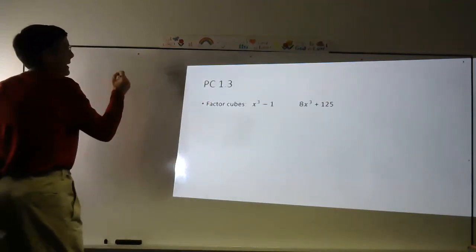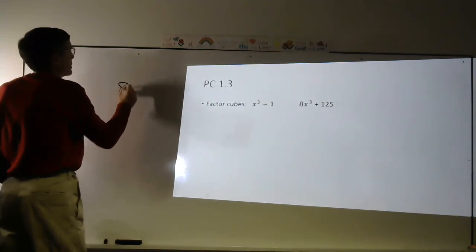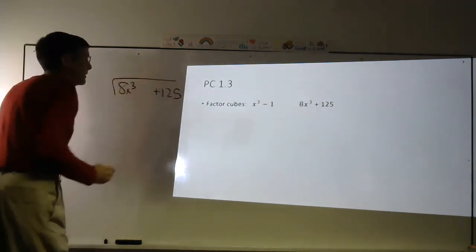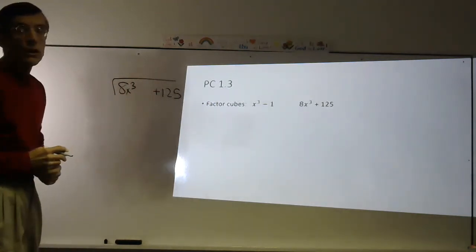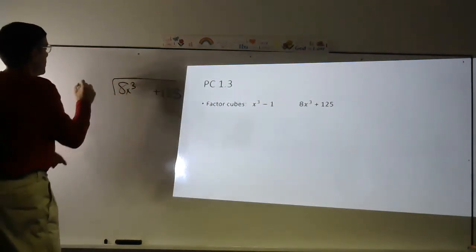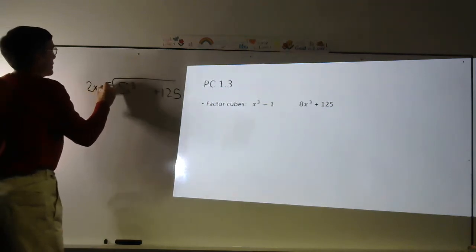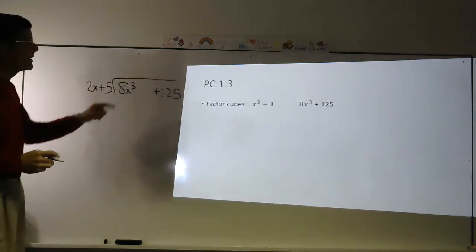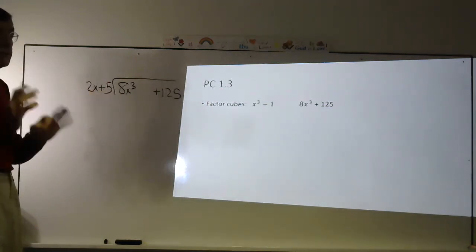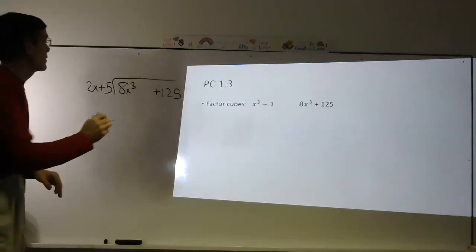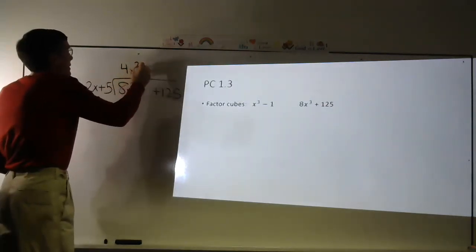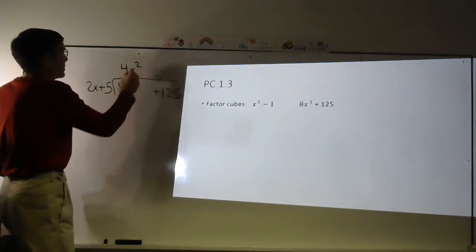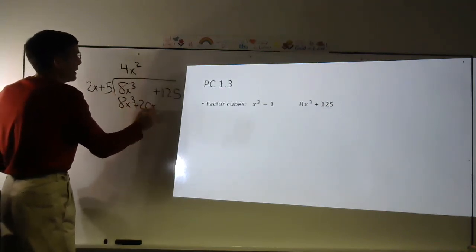One more, 8x cubed plus 125, and move the 125 over. Take the cube root of both parts to get your first factor. 2x plus 5, cube root of 125. How many times does 2x go into 8x cubed? It should go 4x squared. Take the 4x squared times both parts is 8x cubed plus 20x squared.